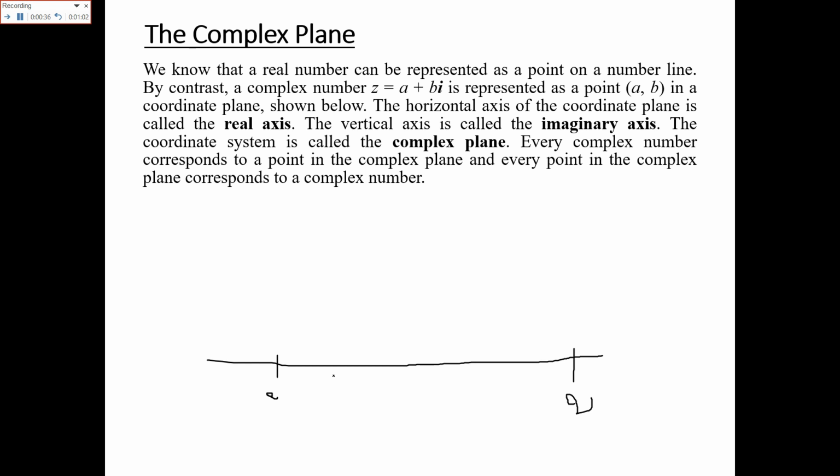By contrast, the complex number z equals a plus b iota is represented as a point (a, b) in the form of a complex coordinate plane. The horizontal axis of the coordinate plane is called the real axis and the vertical axis is called the imaginary axis. The coordinate system is called the complex plane. Every complex number corresponds to a point in the complex plane, and every point in the complex plane corresponds to a complex number. So we have the real part and the imaginary part.